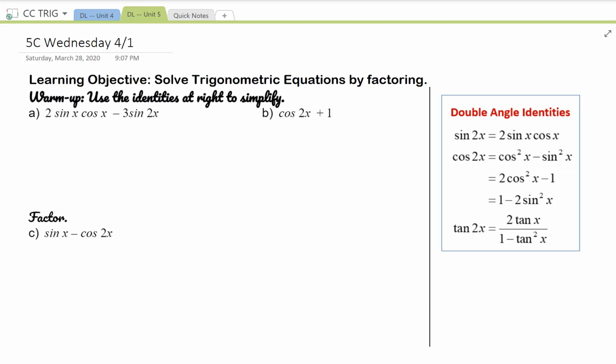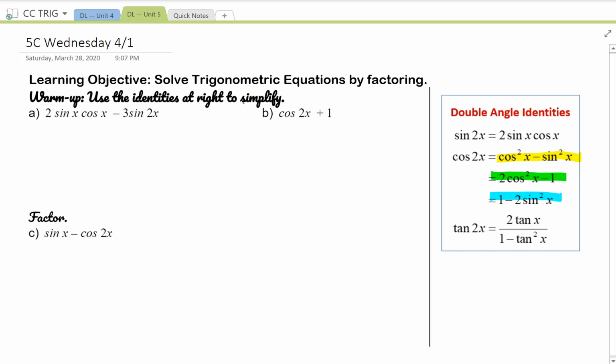Today we're introducing double angle identities and also solving trig equations by factoring or by creative methods. Okay, so here are double angle identities. Sine 2x is equal to 2 sine x cosine x. Cosine 2x can be one of these three, and we're going to work on deciding which is the best for each situation, which of those three to substitute. And then tangent 2x is equal to 2 tan x over the quantity 1 minus tangent squared x.